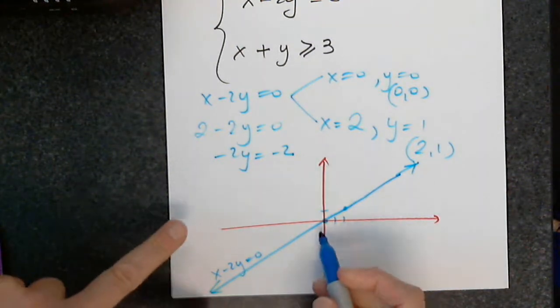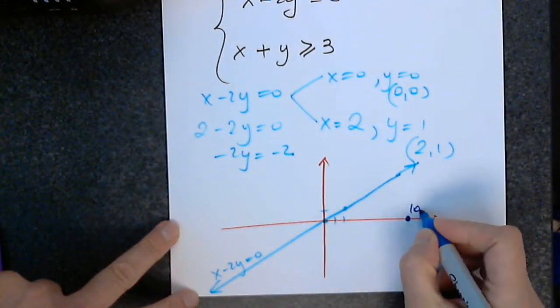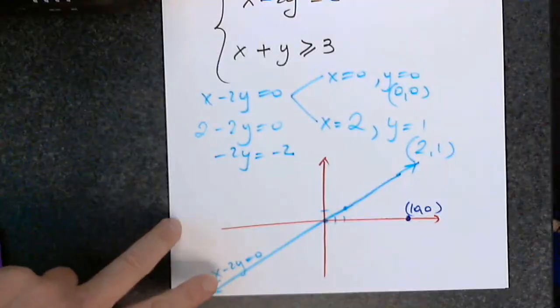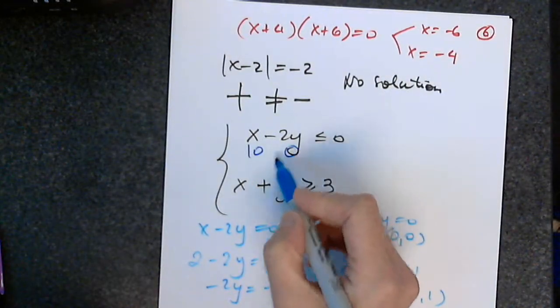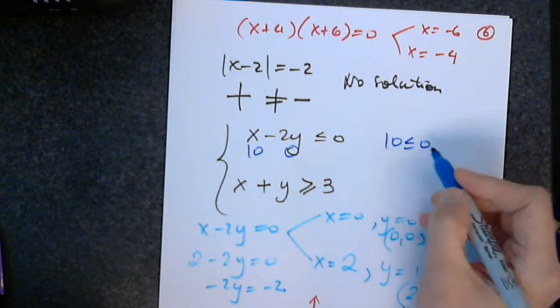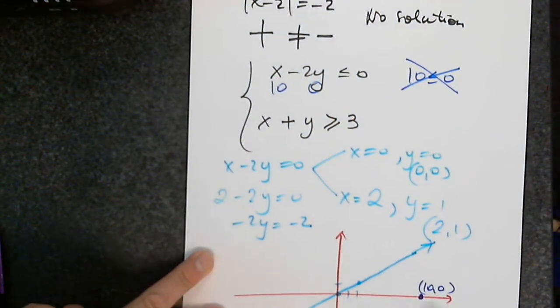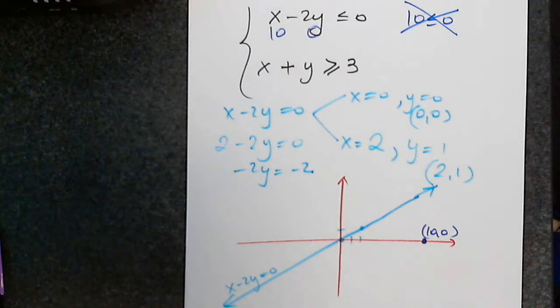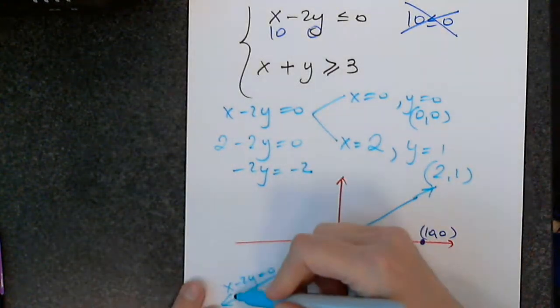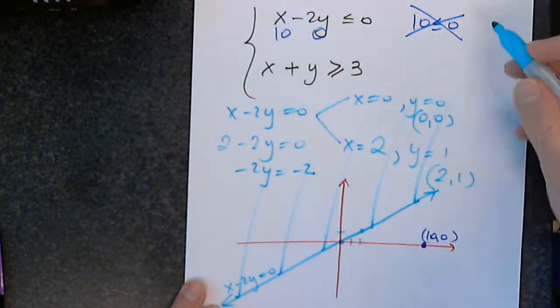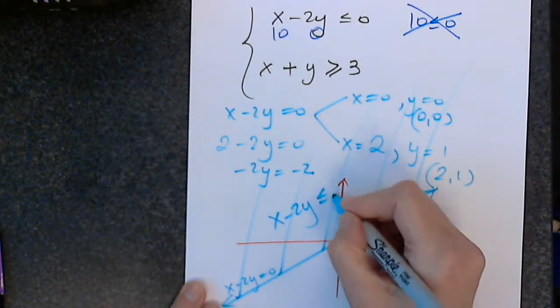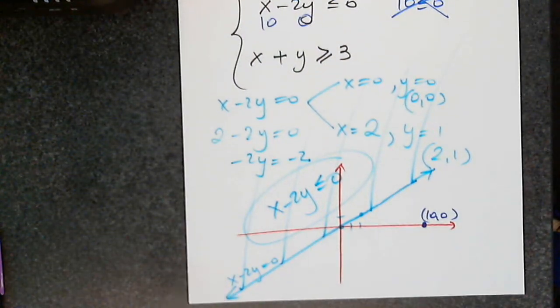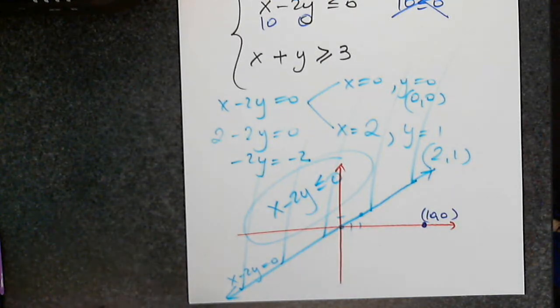And now since it passes through the origin, I'm going to choose this point as 10 comma 0. That's my choice. So with 10 comma 0, I get that 10 is less than or equal to 0, which is a false statement. I cannot shade in this area that I checked. I have to shade in the opposite. So this is x minus 2y less than or equal to 0. Now I repeat the same steps for x plus y equals 3. Any questions so far?